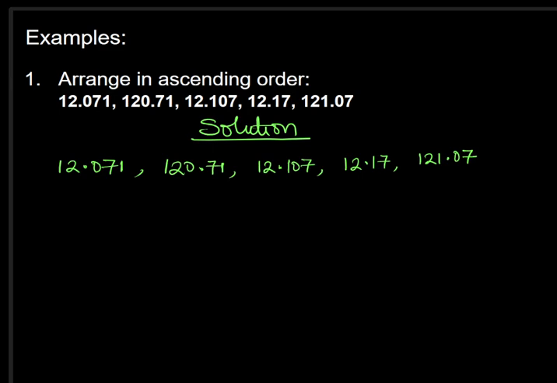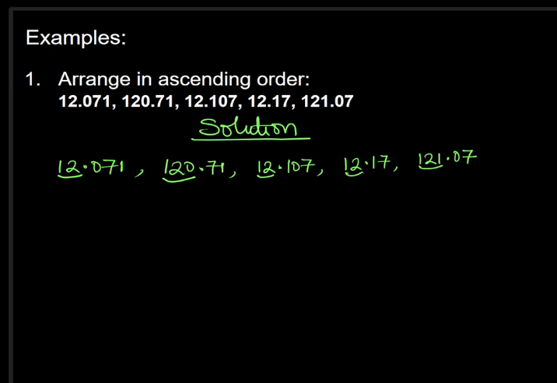Okay, so what we do, it's easy, but you need to understand the principles. The first thing you have to do is go to the whole number part. Compare the digits in the whole number part. What I mean: this is 12, this is 120, this is 12, this is 12, and this is 121.